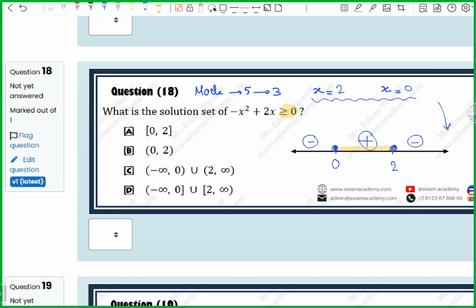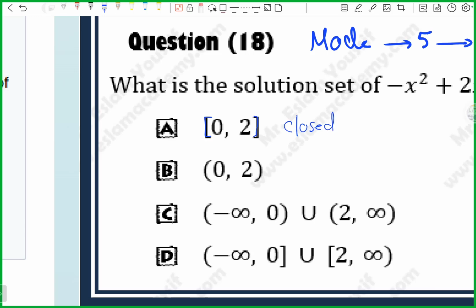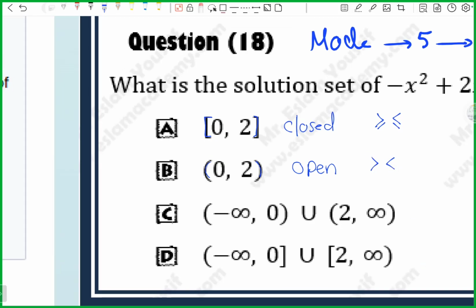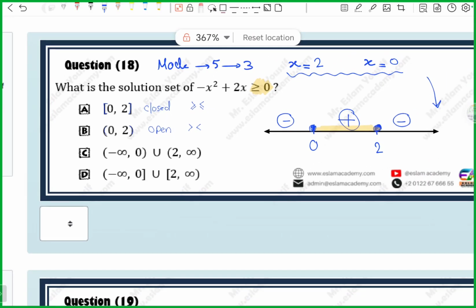What is the difference between A and B? If the bracket is like that, it means closed. That's for the interval in term number 1, for the first term. If the bracket is like that, that's open. This one we use when we have more than or equal, less than or equal. Open when we have more than or less than. You understand the difference between them? Yeah. Okay. So which one on the number line would be the right answer?